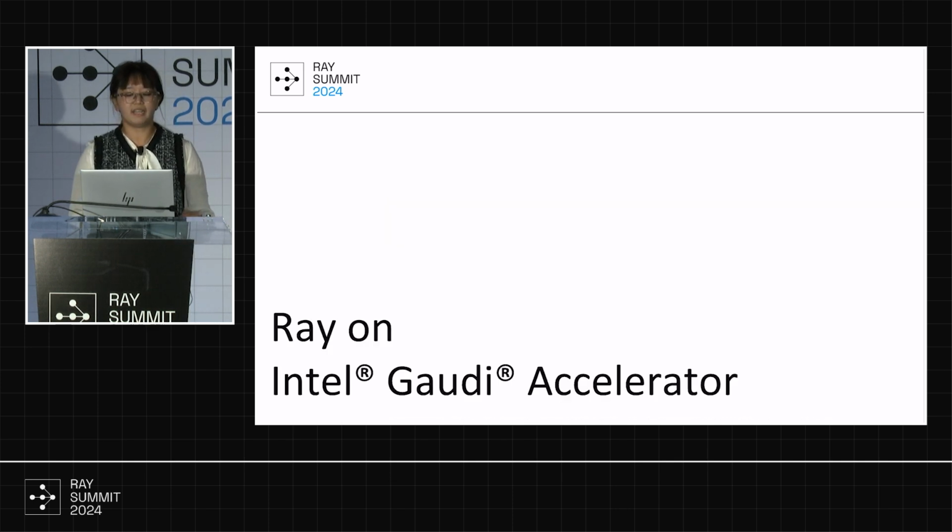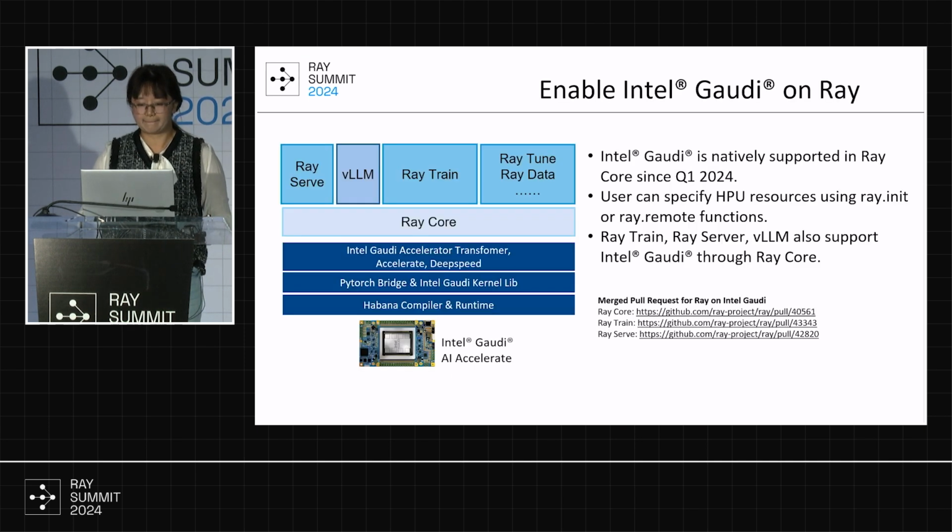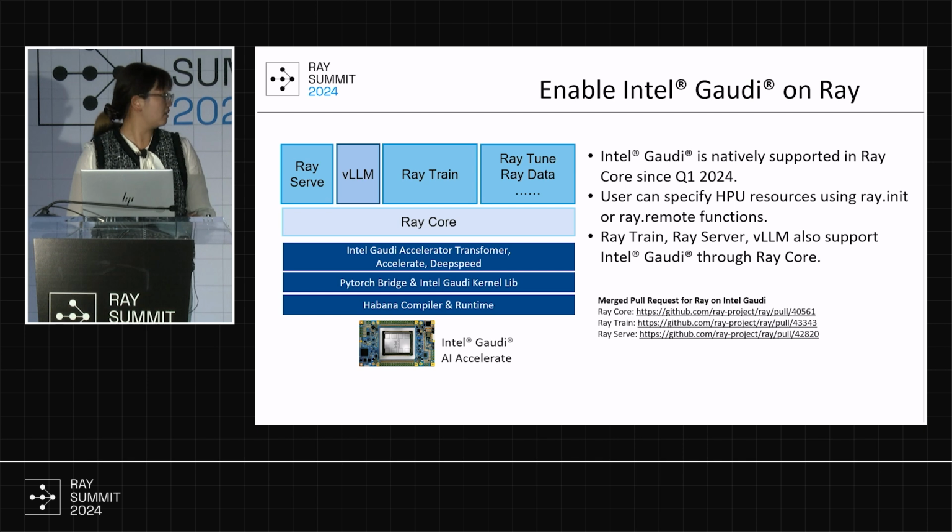Okay, so let's now move on to the next part, which is how to enable Intel Gaudi on Ray. Intel Gaudi has natively supported Ray Core since Q1 2024. We added a new HPU accelerator manager into Ray Core. If you were part of the keynote this morning, you should probably know what that is. It's a compute resource manager underneath Ray Core. And we also provide the major PRs for HPU support in these slides. If you are interested, you could take a look at that.